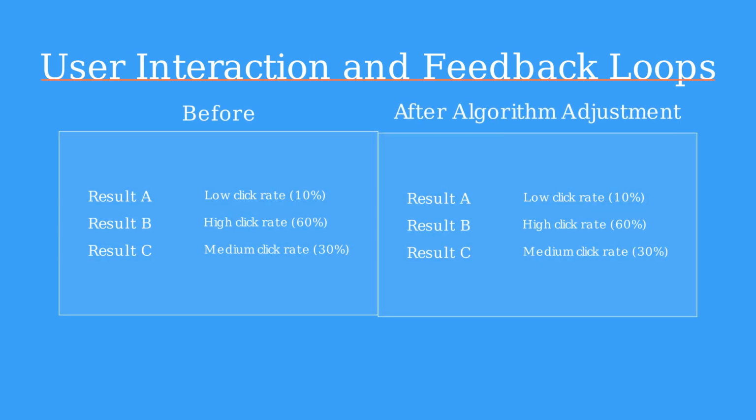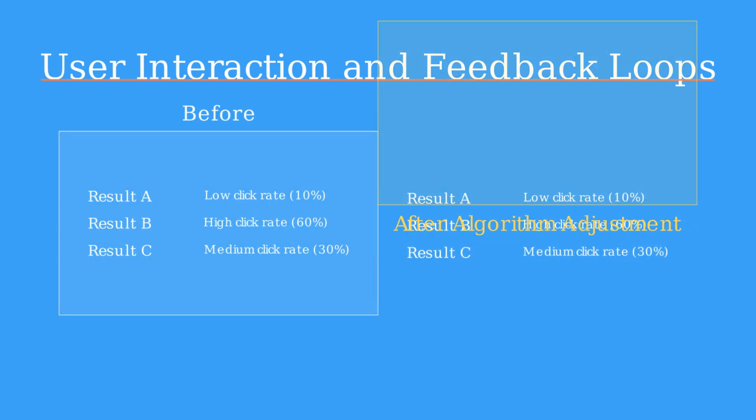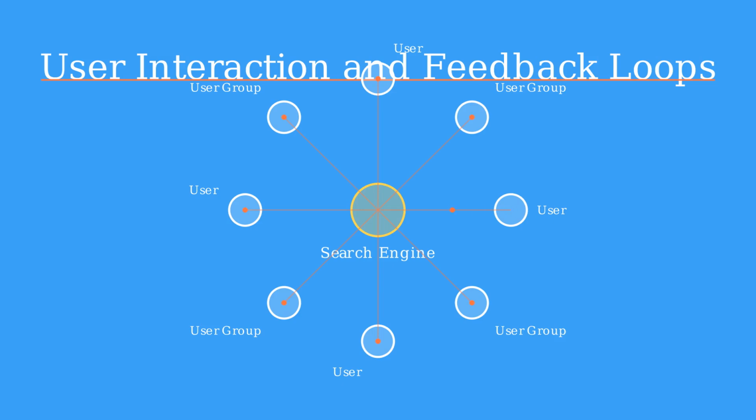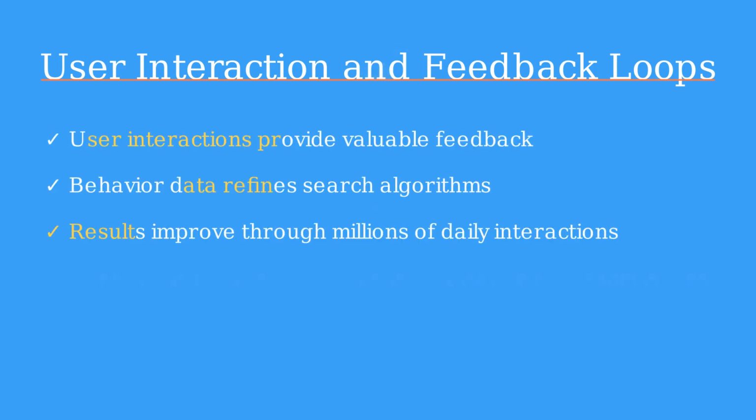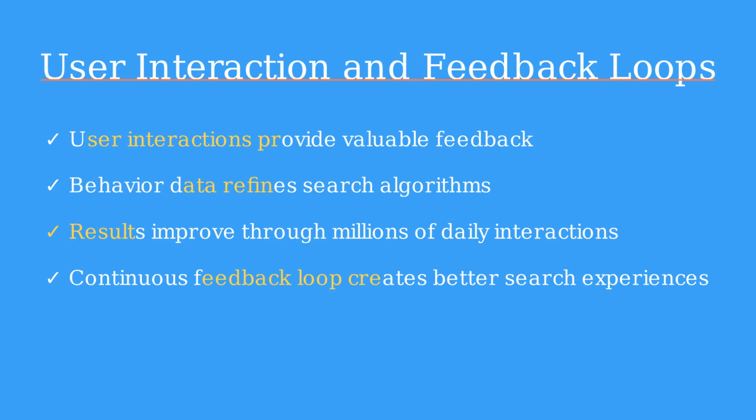If users frequently skip the first result and click on the second, the search engine might adjust its ranking accordingly. This creates a continuous improvement cycle where the system becomes more accurate over time based on millions of daily interactions. Through this process, search engines adapt to changing user needs and preferences, continuously improving search quality through the wisdom of the crowd.